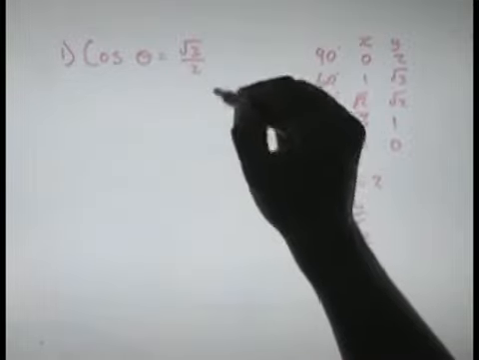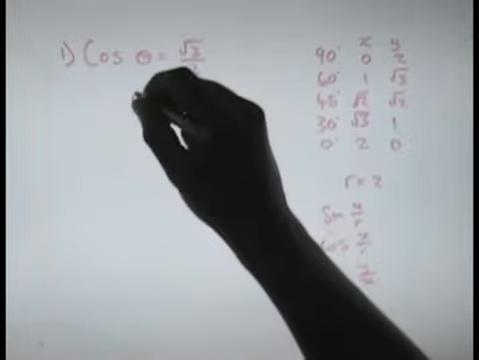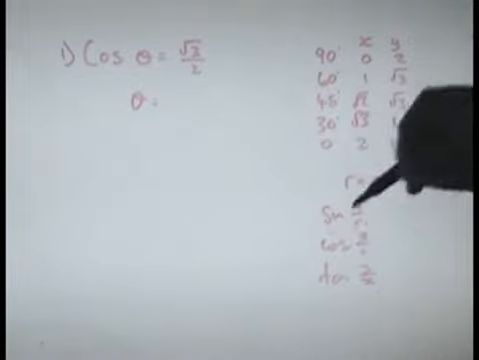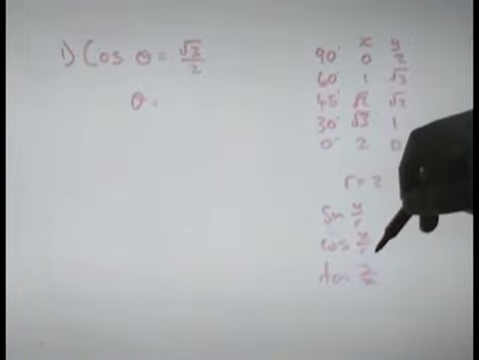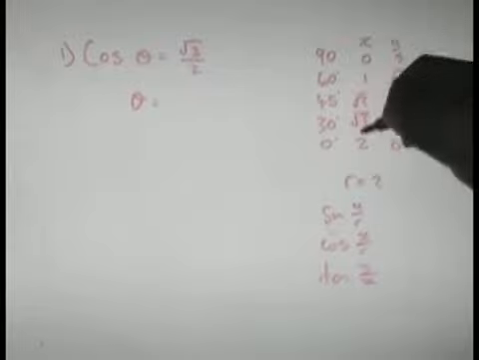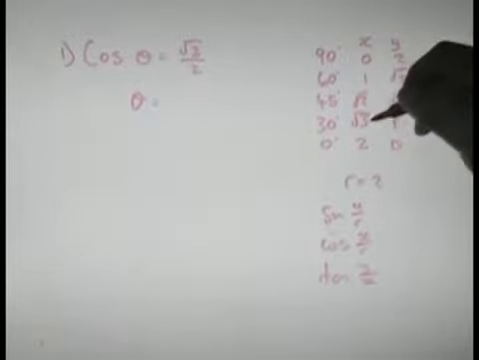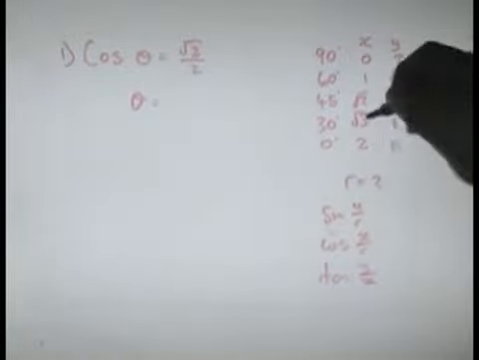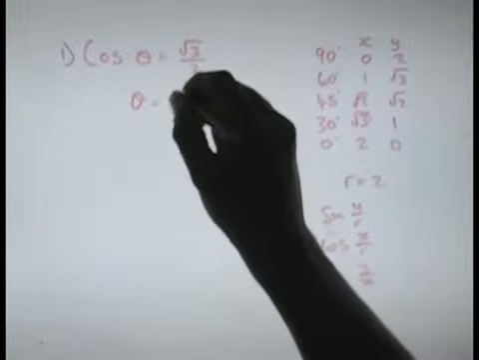Cos of theta is equal to root 3 over 2. That means that theta is equal to, now cos is x over r. Where do we have an x value of root 3 with an r of 2? That happens at 30 degrees.